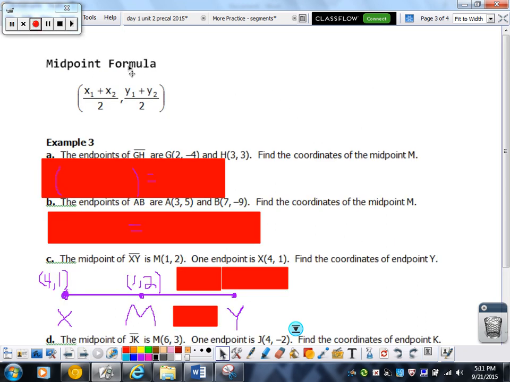Next, we're going to learn about the midpoint formula. When using the midpoint formula, you're typically given two endpoints on a line or line segment, and you plug them into this formula to find the coordinates for the midpoint.